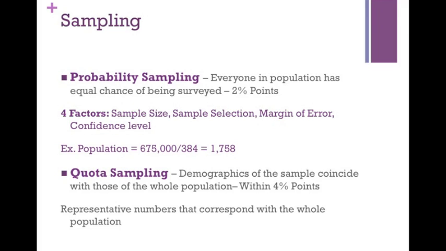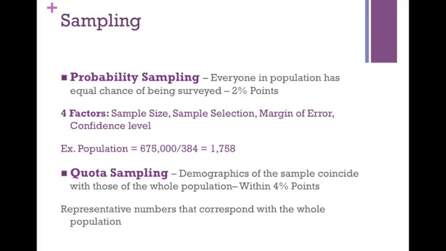Quota sampling is less accurate with a 4-point gap as opposed to the 2-point gap in probability sampling. And when you take quota sampling, the demographics of the people being interviewed in the sample have to coincide with those of the whole entire population. So you have these representative numbers that correspond with the whole population.